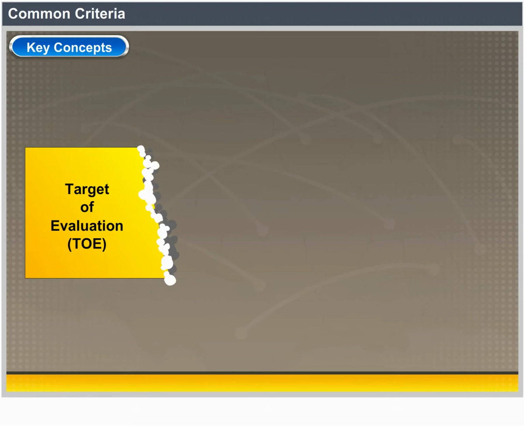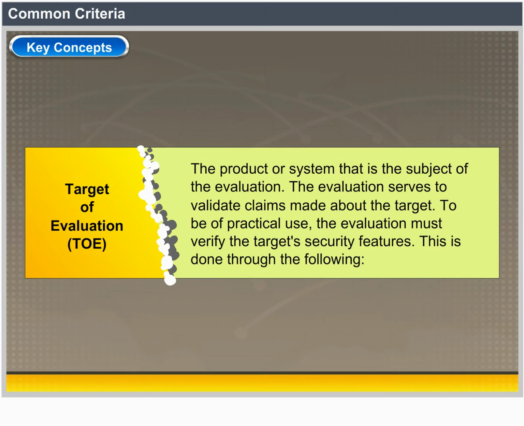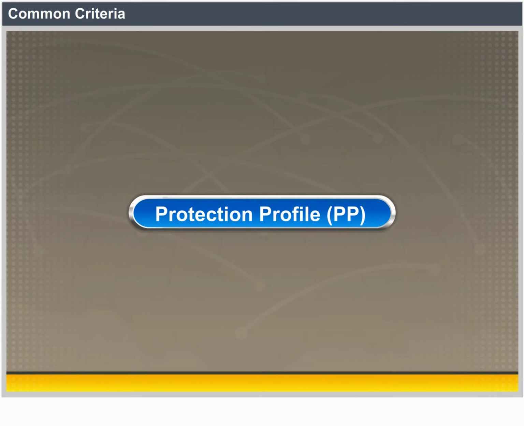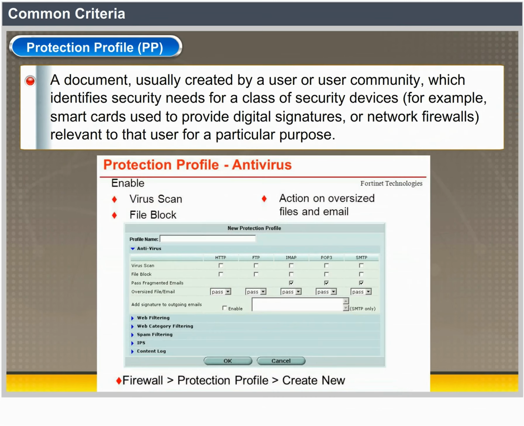Target of evaluation, TOE. The product or system that is the subject of the evaluation. The evaluation serves to validate claims made about the target. To be of practical use, the evaluation must verify the target's security features. This is done through the following. Protection Profile (PP). A document typically created by a user or user community which identifies security requirements for a class of security devices, for example, smart cards used to provide digital signatures or network firewalls relevant to the user for a particular purpose.